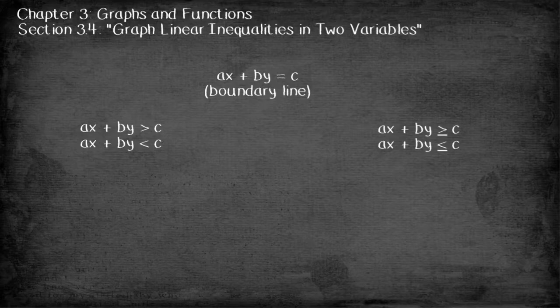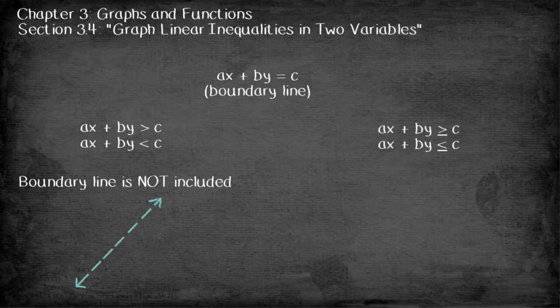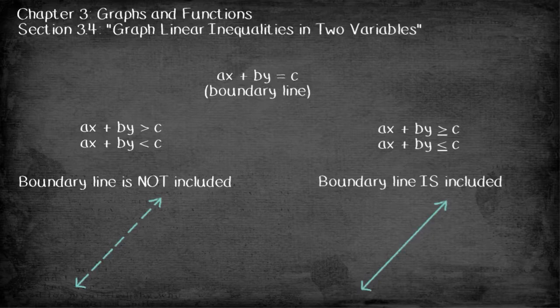All right, so the equation ax plus by equals c serves as the boundary line for all four of these inequalities. But when you're talking about strictly greater than or less than, the boundary line is not included. So when you draw it in your solution set, it's going to be dashed to indicate that the line is not included. However, if you're talking about greater than or equal to or less than or equal to, the boundary line is included in the solution set. So when you draw your solution set, the boundary line is going to be solid. So let's look at a quick example.